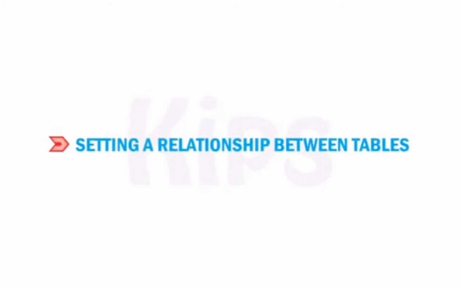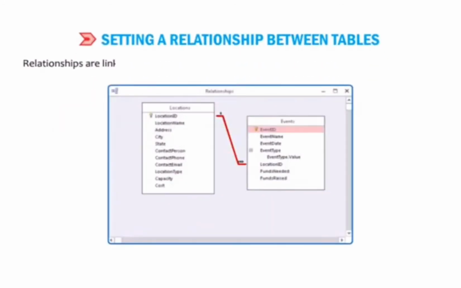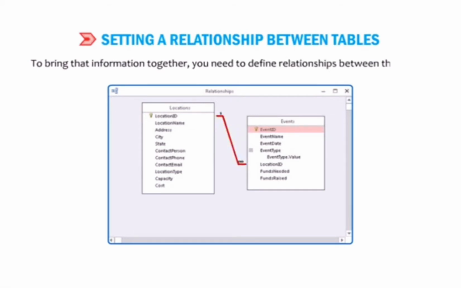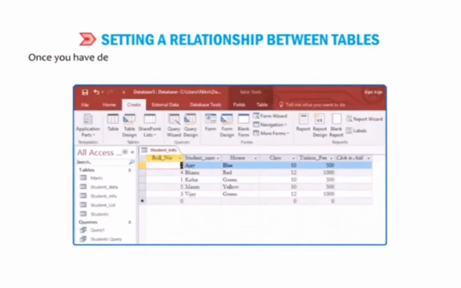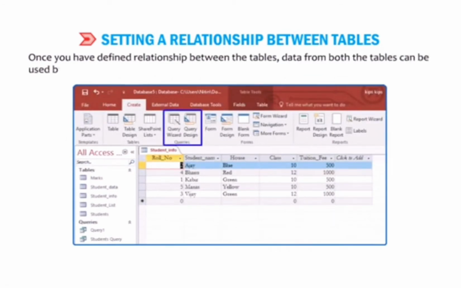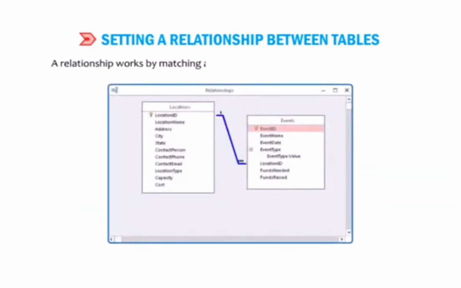Okay, let us now find out how to set a relationship between tables. Relationships are links that associate a field in one table with the same field in another table. In Access, you can store data in multiple tables. To bring that information together, you need to define relationships between the tables. Once you have defined a relationship between the tables, data from both the tables can be used by a query, form, or report. A relationship works by matching a field with the same name in both the tables.